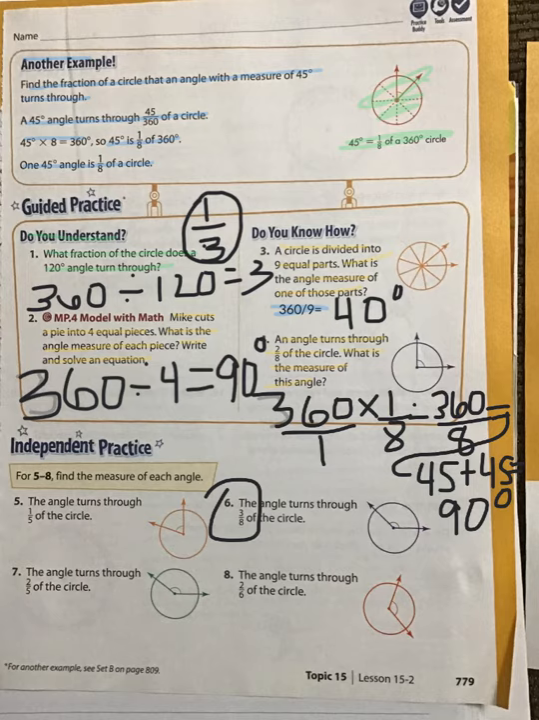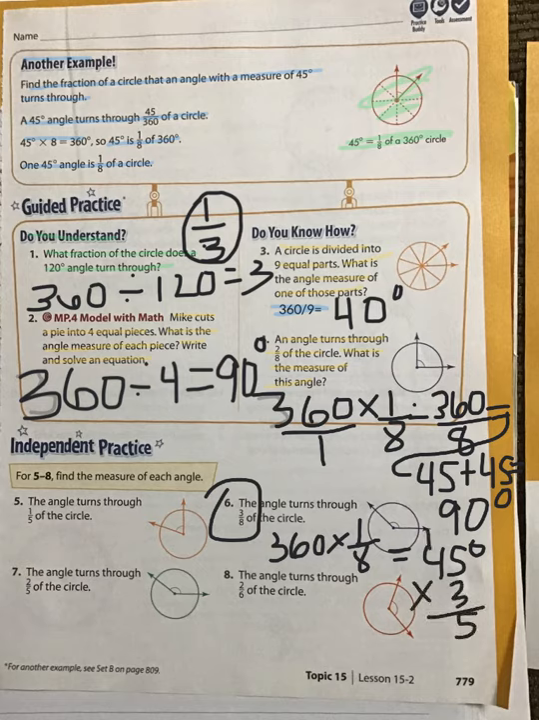So I am going to do 360 times 1/8 because that's going to be my unit fraction. And we just did that. So we know from number 4 that we're going to get 45 degrees. Okay? But since there's 3/8, we're going to do 45 3 times. So you can either add 45 3 times, or you can just do 45 times 3. We're going to regroup our 1. We're going to get 135.